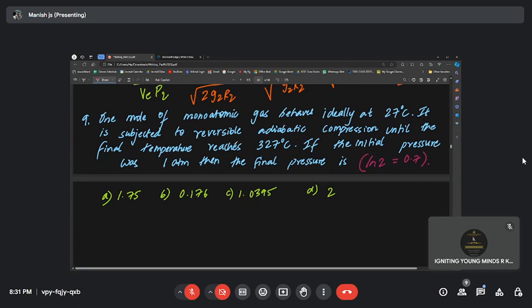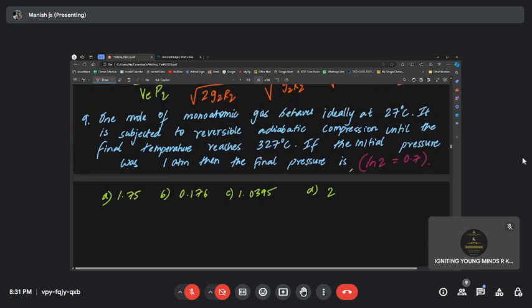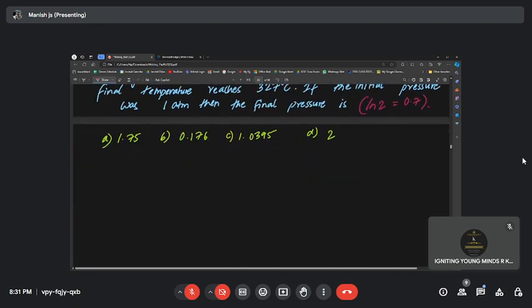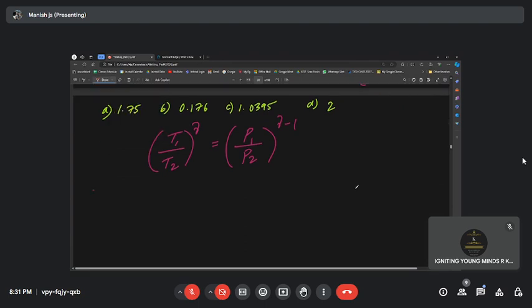So what do you do? Make use of the relationship. Under reversible adiabatic compression, at adiabatic conditions, what is going to be the relation for temperature and pressure? So you can say initial to final: T1 by T2 whole to the power gamma is going to be equal to P1 upon P2 whole to the power gamma minus 1. This is the relation that we need to use here because you have temperatures and pressure relationships coming in.